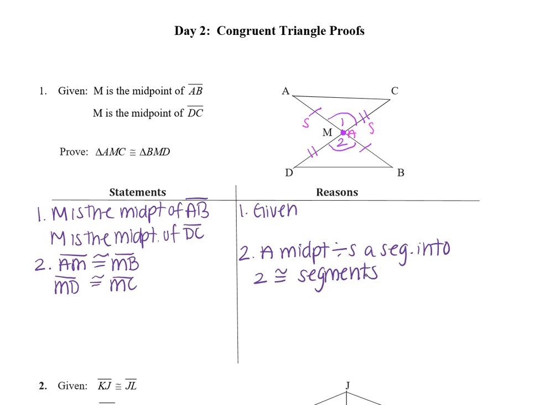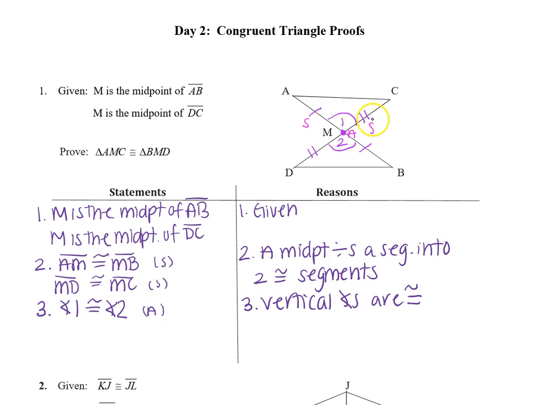Okay, so now I got my sides of my proof. I gotta talk about the angles now. Angle 1 is congruent to angle 2, and that's because vertical angles are congruent. Alright, I've talked about my two sides, I've talked about my angle, I've got side, angle, side, so I'm going to mention that now at my last step. So triangle AMC is congruent to triangle BMD. And that's by side, angle, side, congruent to side, angle, side.